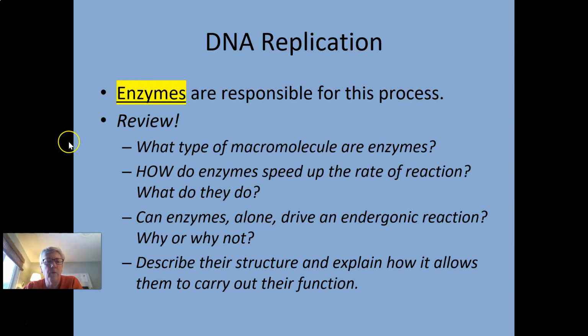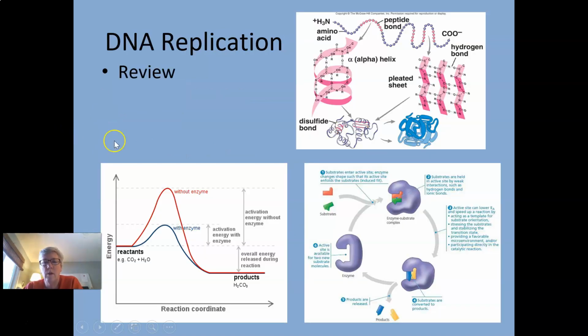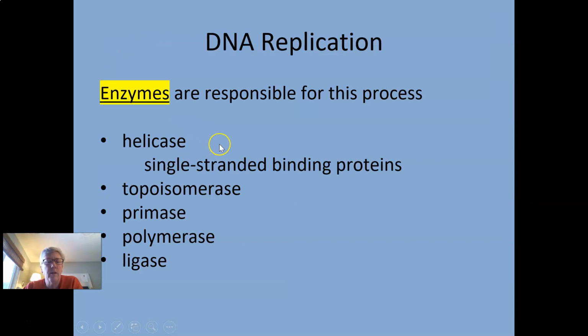Okay, but anyway, we're going to talk about 5 different enzymes. Okay, this is just a review basically of what I was just going over. So you can look at that if you need to. They are responsible for DNA replication, and we'll go through these as I talk about the process of replication. But these are the big ones. Okay, helicase, topoisomerase, primase, polymerase, and ligase. Okay, I included single-stranded binding proteins on the slide because they're associated with helicase, but they are not technically an enzyme.